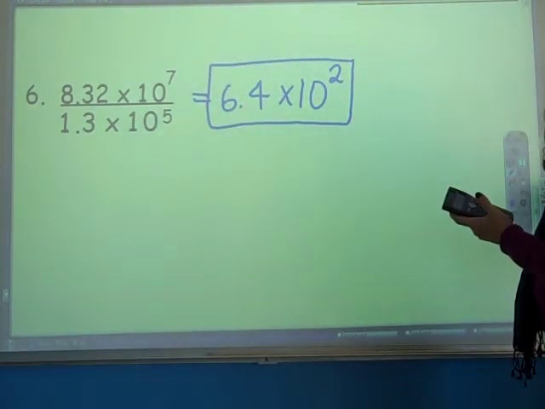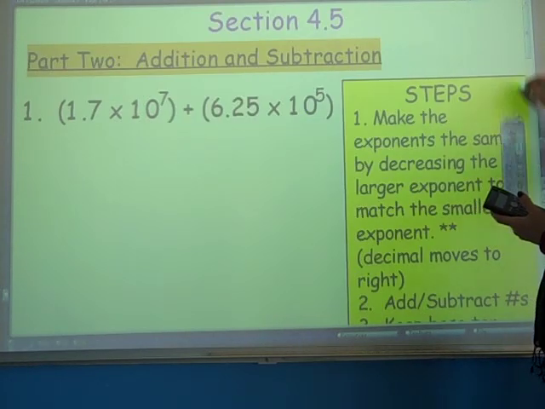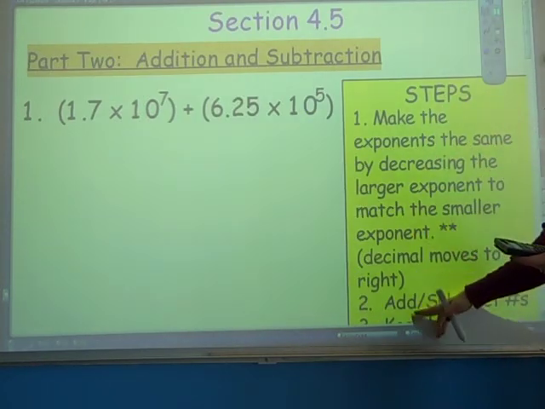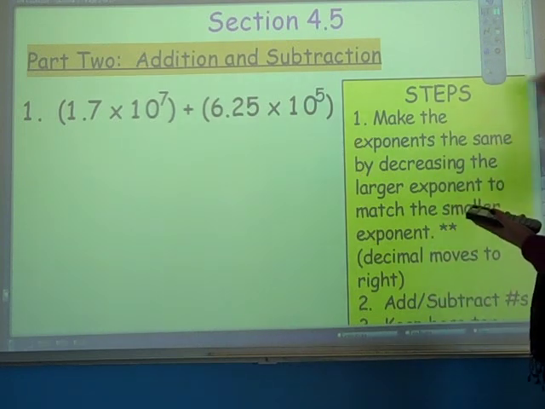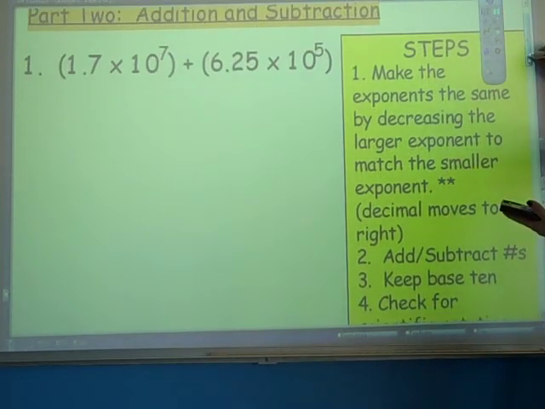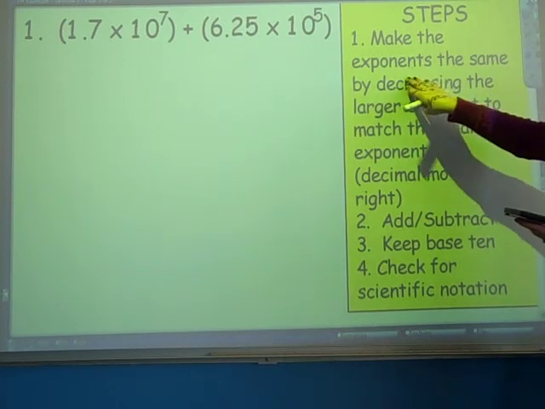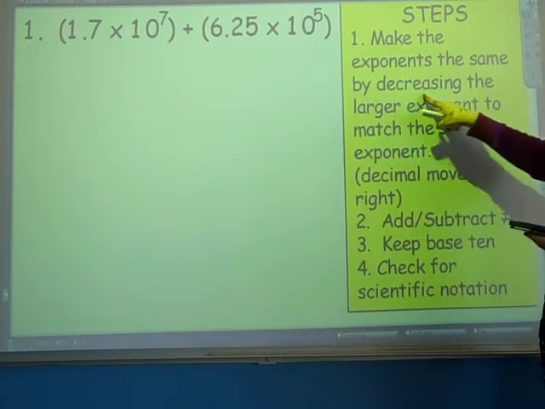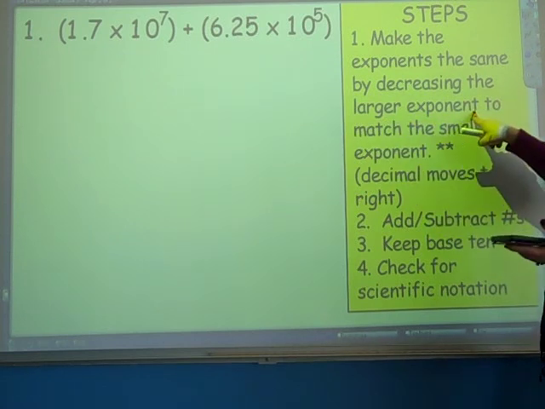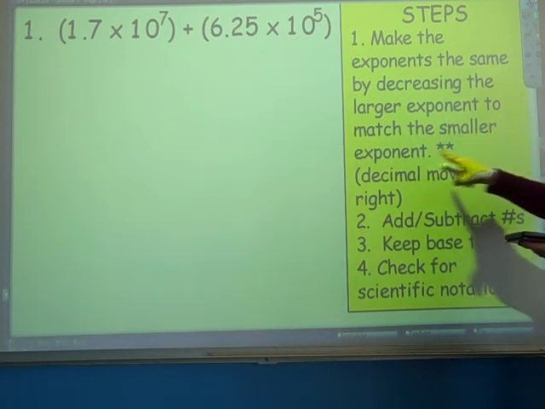Okay, let's do some addition and subtraction, and then we're done. There are a lot of steps for this, so be careful. Write these all down so we can go over it. Okay, part 2, addition and subtraction. Steps. Make the exponents the same by decreasing the larger exponent to match the smaller exponent.